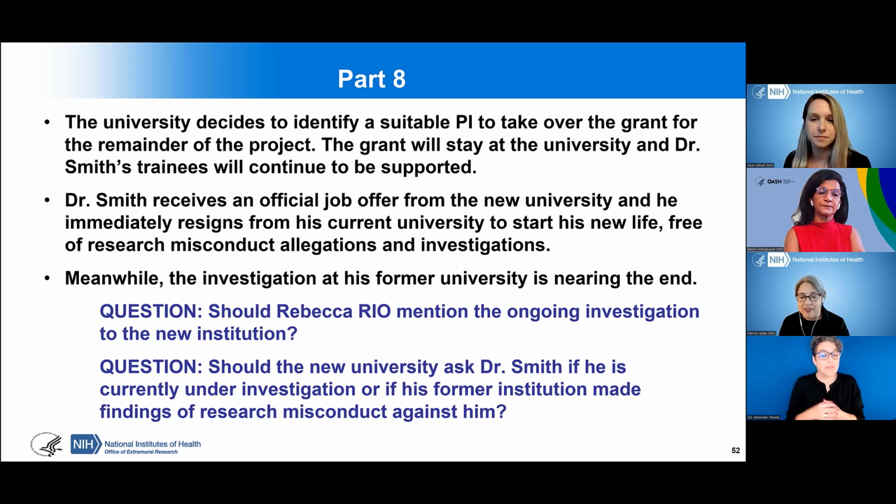Smith receives an official job offer from the new university, and he immediately resigns from his current university to start his new life free of research misconduct allegations and investigations. Now, meanwhile, the investigation at his former university is nearing the end. So first question, should Rebecca Rio mention the ongoing investigation to the new institution?